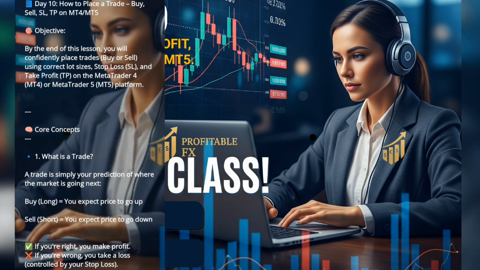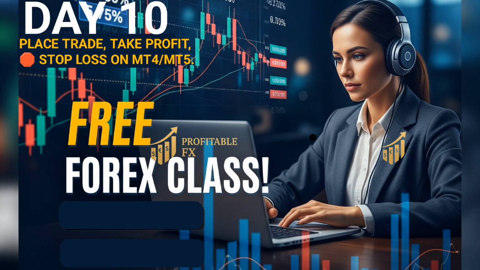Core concepts. 1. What is a trade? A trade is simply your prediction of where the market is going next. Buy, long, equals you expect price to go up. Sell, short, equals you expect price to go down. If you're right, you make profit. If you're wrong, you take a loss, controlled by your stop loss.